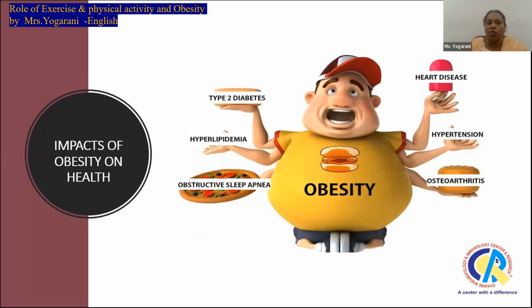How does obesity impact health? Because obesity will also damage the organs. Some of the disease conditions, as you see in the picture, are type 2 diabetes, hypertension, hyperlipidemia, obstructive sleep apnea, and osteoarthritis. These are the conditions to which obese people are very prone.